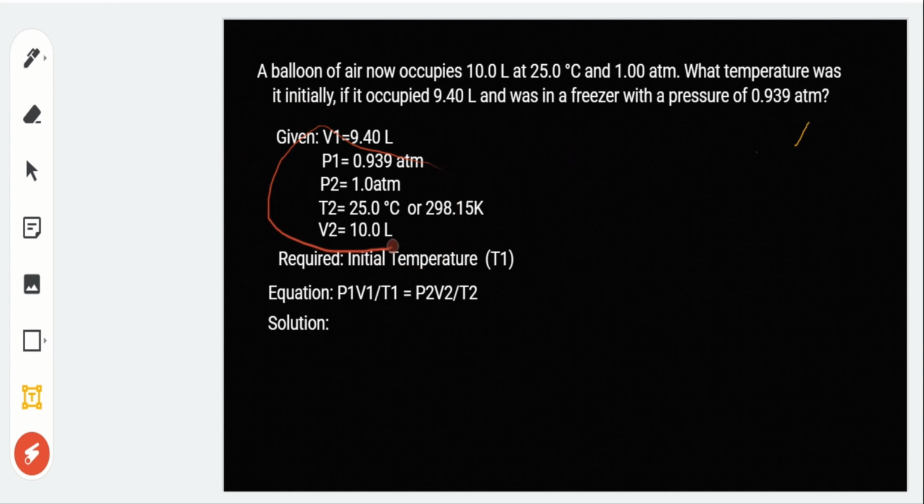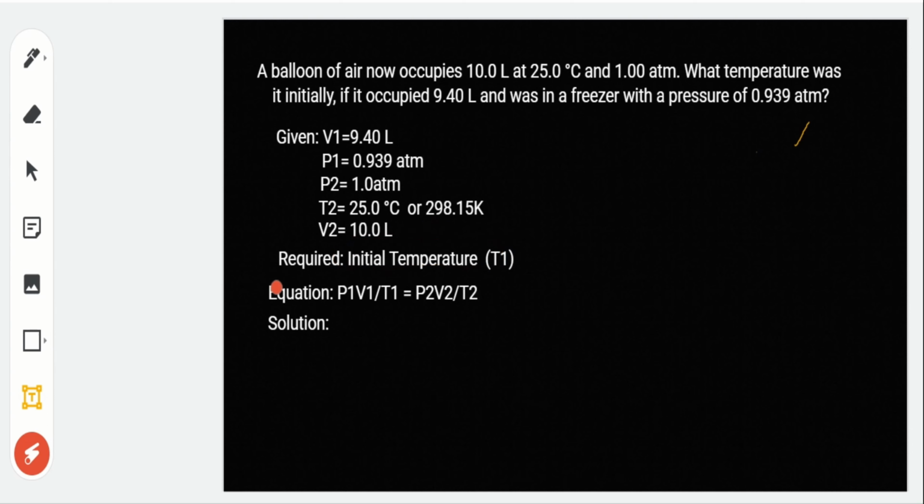So we have our given here. We have the initial volume, which is 9.40 liters. Our initial pressure is 0.939 atmosphere. And of course, for our final pressure, we have 1.0 atmosphere. For our final temperature, it's 25.0 degrees Celsius. Converting it to Kelvin, it is 298.15 Kelvin. And for our final volume, it is 10.0 liters. So what we're looking for is the initial temperature. What was the initial temperature?